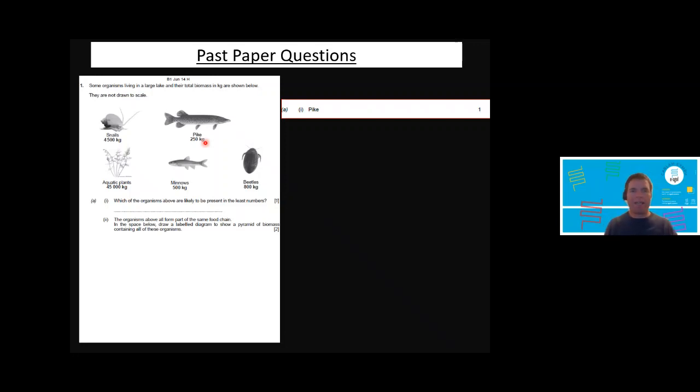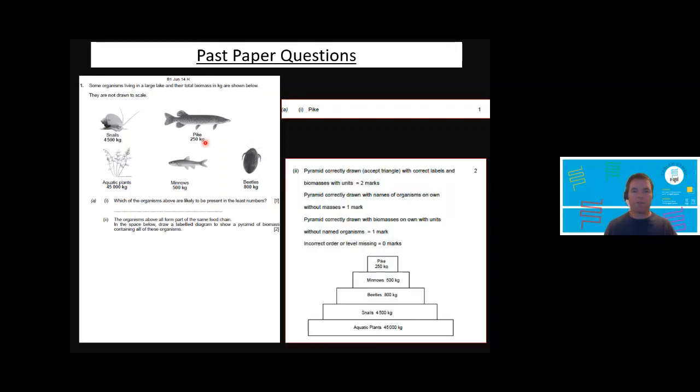And then it says draw a labeled diagram to show the pyramid of biomass containing all of these organisms. So this is what you should have. Now notice the question here: in the space below, draw a labeled diagram. It'd be very nice and easy just to count them up, 1, 2, 3, 4, 5. So I'm going to do 5 bars, getting smaller each time. There's not much wrong with thinking it like that. I'm going to do 1, 2, 3, 4, 5 bars, because that's how many different organisms there are, and they're going to get smaller each time.